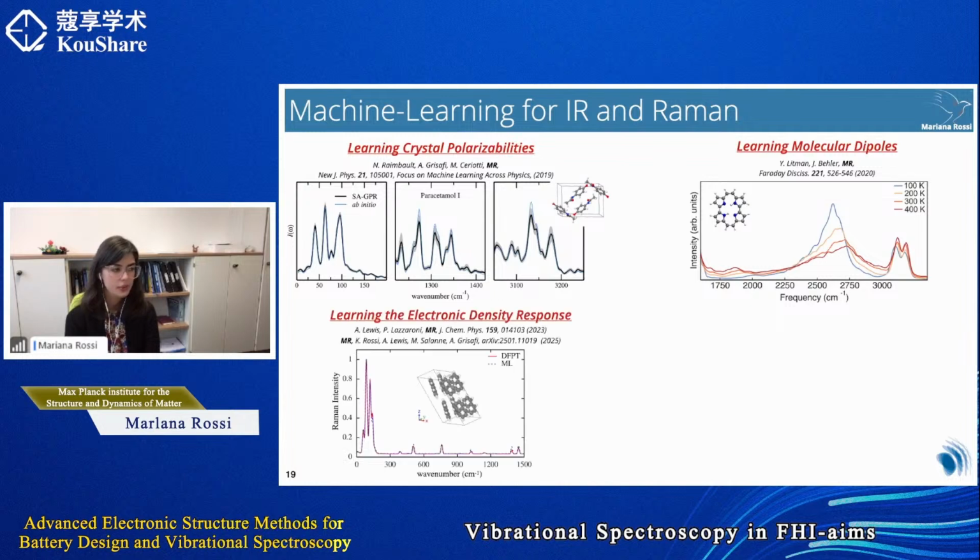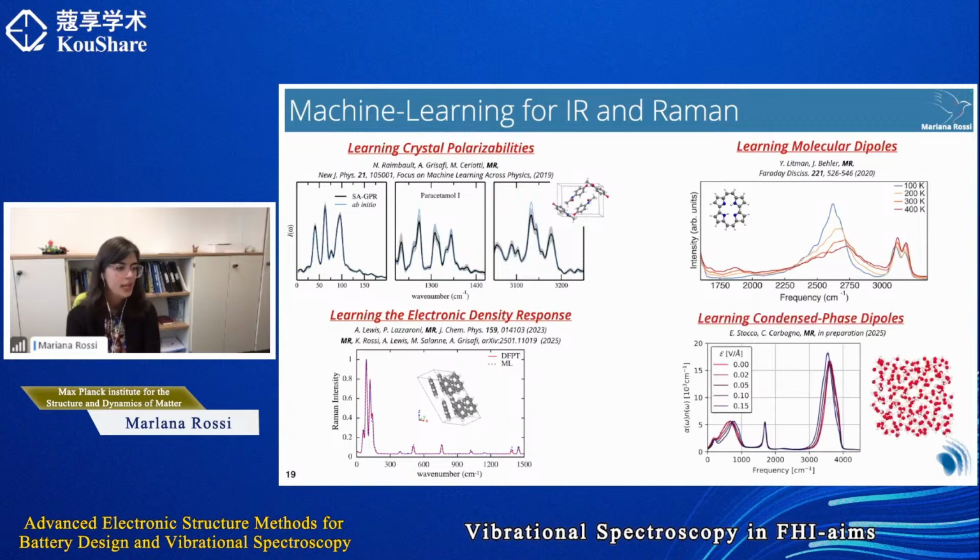More recently, we showed we can also learn directly the electronic density response to electric fields. We have 2 papers, a paper that also just came out on arXiv last week, in which we show how to do the full electronic density response. And with that, of course, you can, again, reconstruct the Raman spectrum. For example, here is naphthalene, and it's a very good match to what would be the full calculation.